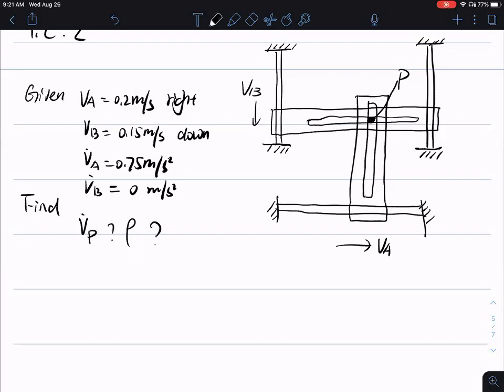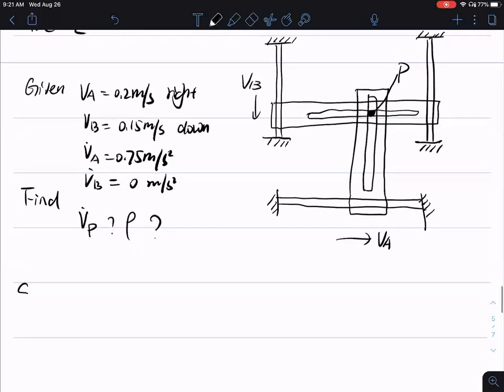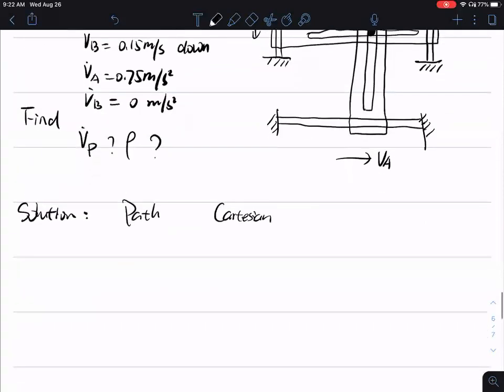What is another coordinate system you kind of want to use for this problem? Just look at how the problem is set up here. Cartesian, yes, we have something that is vertical, something that is horizontal. So this problem is pretty clear. We want to use both path and Cartesian, and we want to do the conversion between them, right?